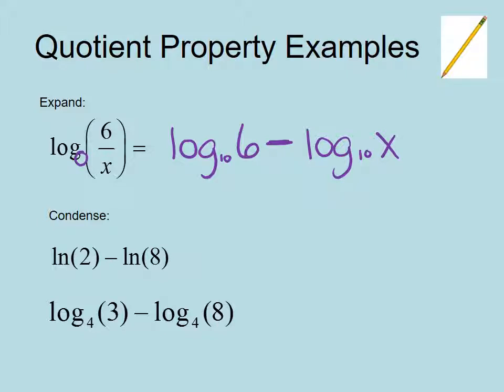Let's take a look at the reverse operation. We want to condense. Natural log, so this is true for logs or natural logs, we're subtracting. Let's create one natural log. The first number goes on top, the second number goes on bottom. It's that simple. Make sure if you can reduce, do so. So let's simplify this down to 1/4.